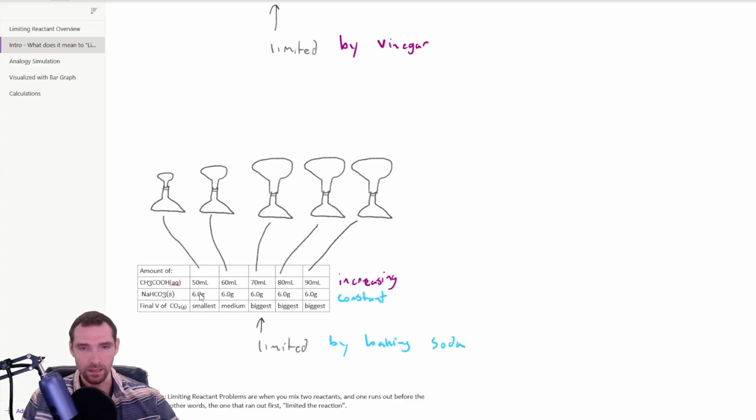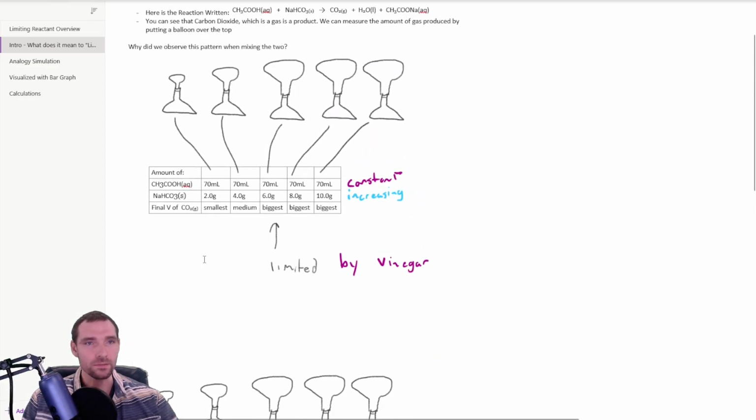If we can't go any further than that, right? So all of this was limited by that baking soda right here. And same thing, all of this was limited from there on out by that vinegar. It doesn't matter if you've got more of the solid here, we're limited by that vinegar.